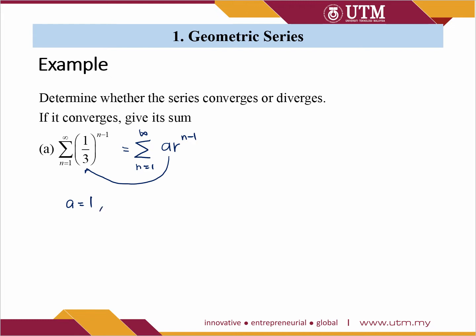And for r, since it is to the power of n minus 1, the same goes with this one, which means that our r value is equal to 1/3. So using the geometric series, if the value of the common ratio is between 1 and negative 1, it means that the series converges. Now we can see that our r value is between 1 and negative 1, which means that the series converges.